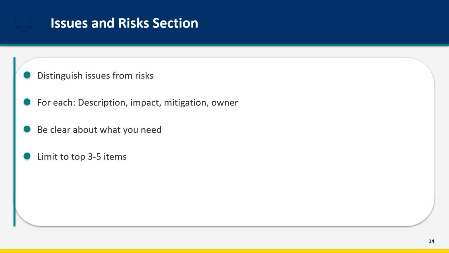The issues and risks section is where you communicate problems. Distinguish between issues, things that have happened, and risks, things that might happen. For each item, provide the description, the impact if not resolved, the mitigation or resolution plan, and the owner accountable. Be clear about what you need.